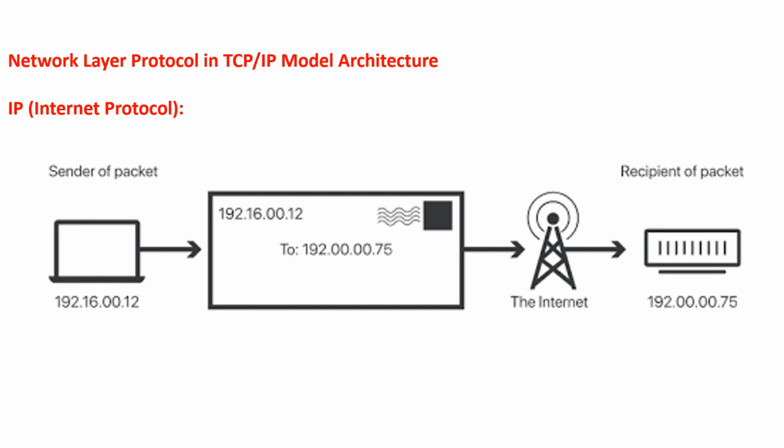Now let us discuss some important network layer protocols in the TCP/IP model architecture. IP, that is Internet Protocol. The Internet Protocol, IP, is the network layer communication protocol that works in the internet layer of the TCP/IP model. It is used to address the datagram with source and destination information.